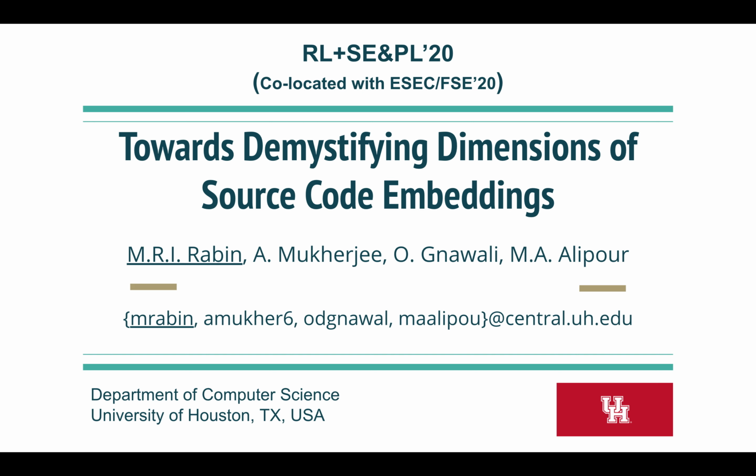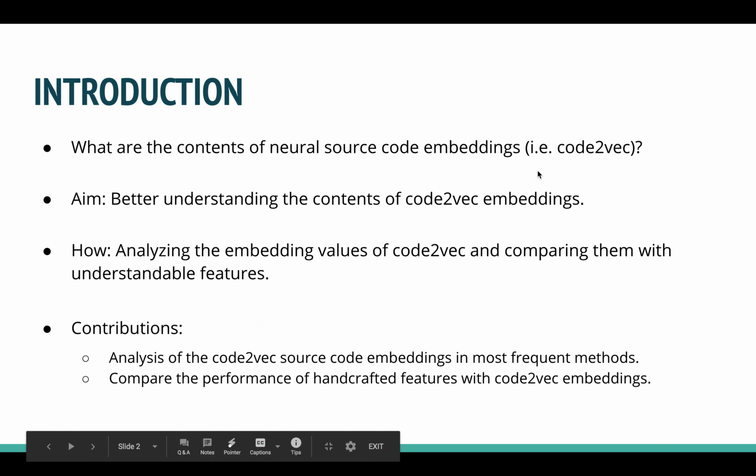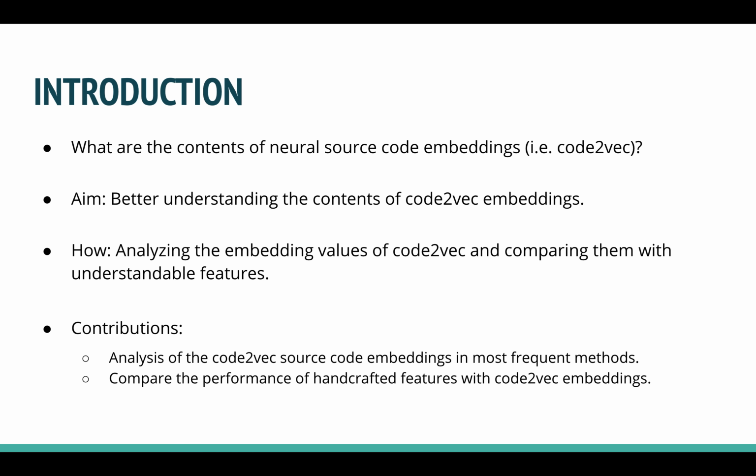It's my pleasure to present part of our ongoing work towards demystifying dimensions of source code embeddings. Source code representations are key in applying machine learning techniques for processing and analyzing programs. A popular approach in representing source code is neural embeddings that represent programs with high-dimensional vectors computed by training deep neural networks on a large volume of programs. Although successful, there is little known about the contents of these vectors and their characteristics.